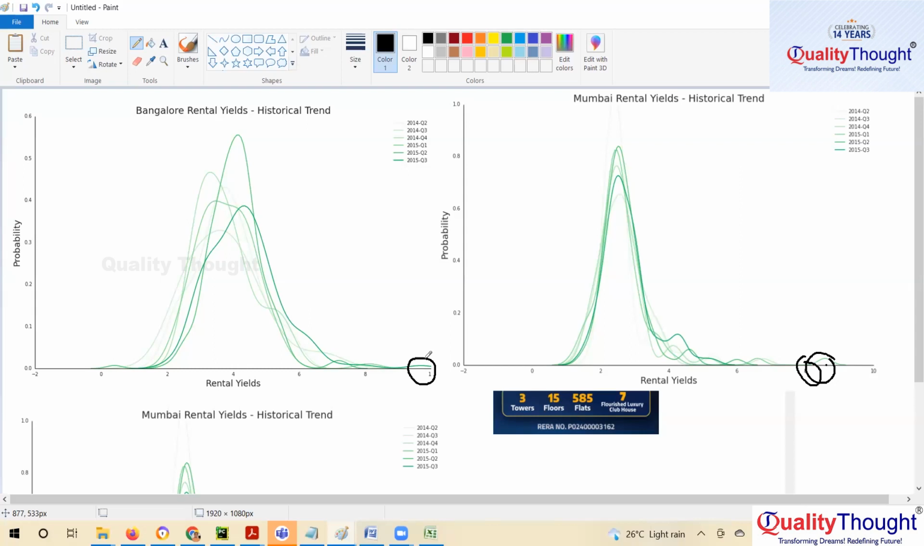See, we should not go by the highest value. Never go by the highest value. We should go by the average value. You will never get the highest.